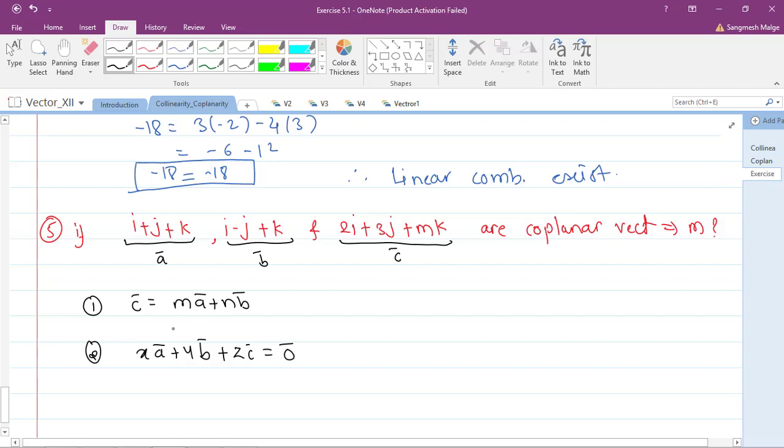So we will find the value of m with the help of the first approach. We will say that the linear combination of two vectors is the third vector, which is theorem number 2. If the linear combination of vectors is the third vector, then the vectors are coplanar. So let's make use of that. Let's delete these two here.